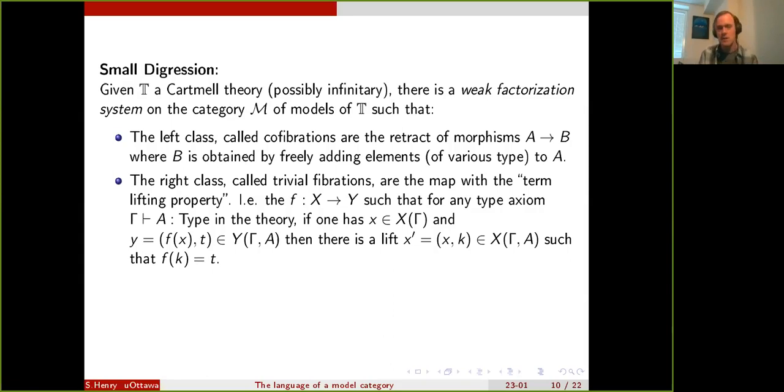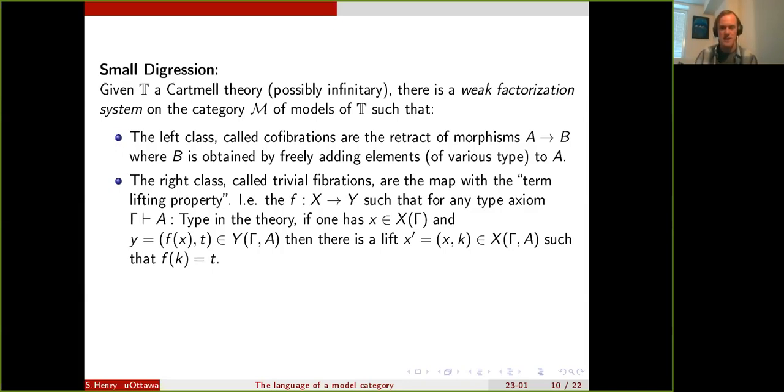And the last condition is that it has to have the lifting for the equality predicate. And this exactly means that if two parallel morphisms with the same source and target became equal in the target, then they were already equal in X, and so it means the functor is faithful. So in the end, for this theory of category with equality predicate on morphisms, the trivial fibrations are exactly the fully faithful, surjective on objects functors. So we have this weak factorization system on any category of models of a Cartmell theory.